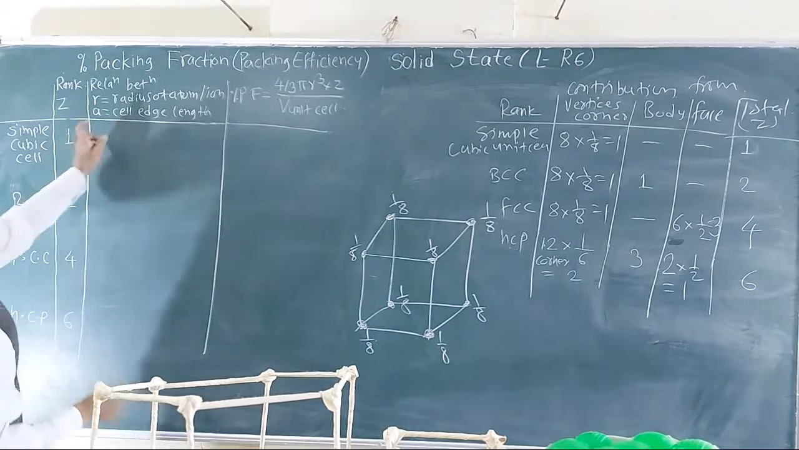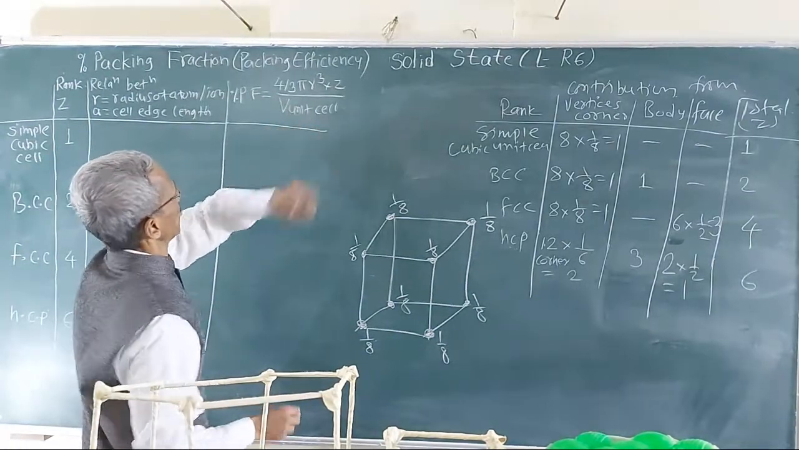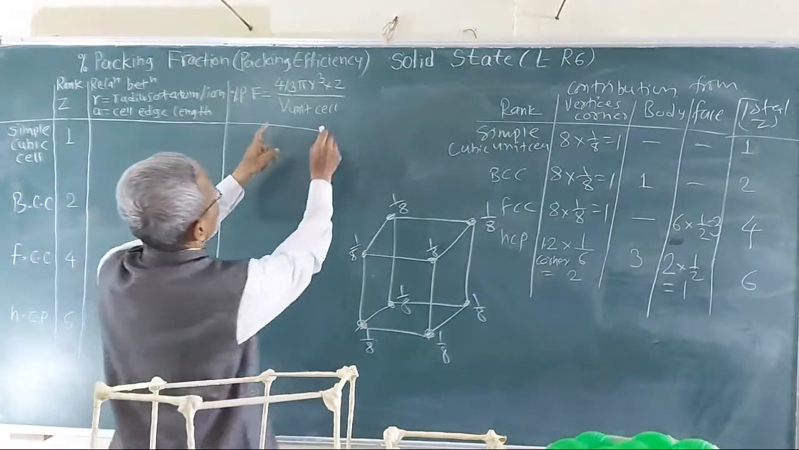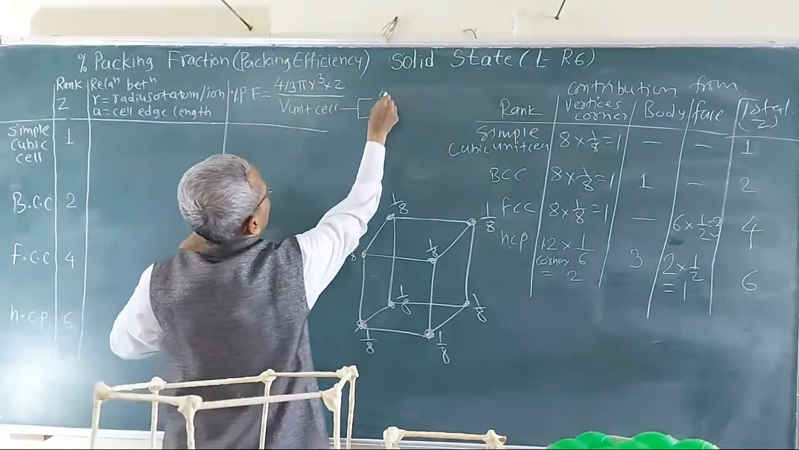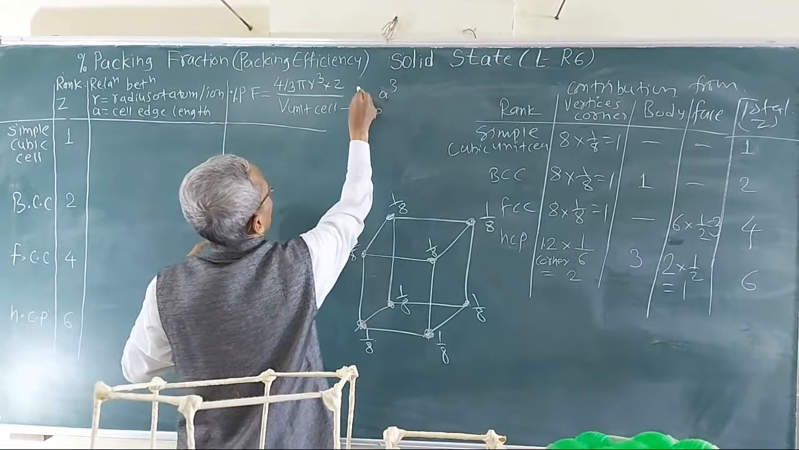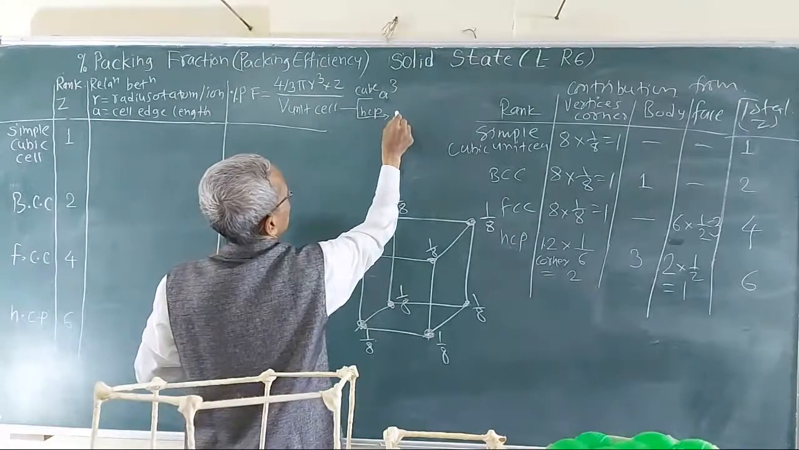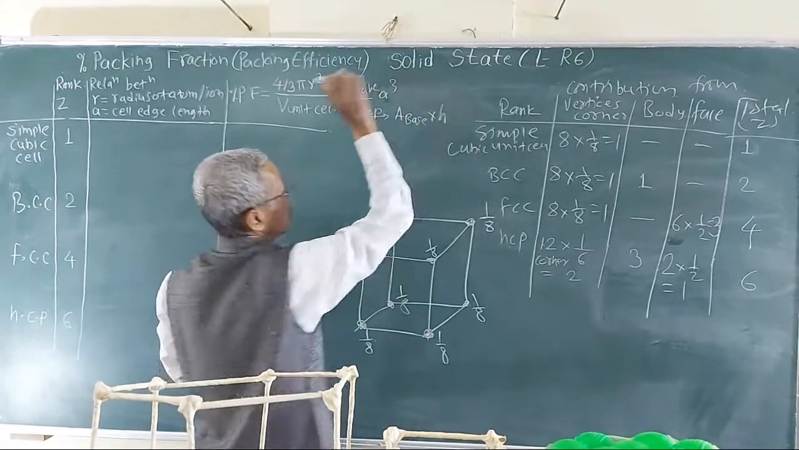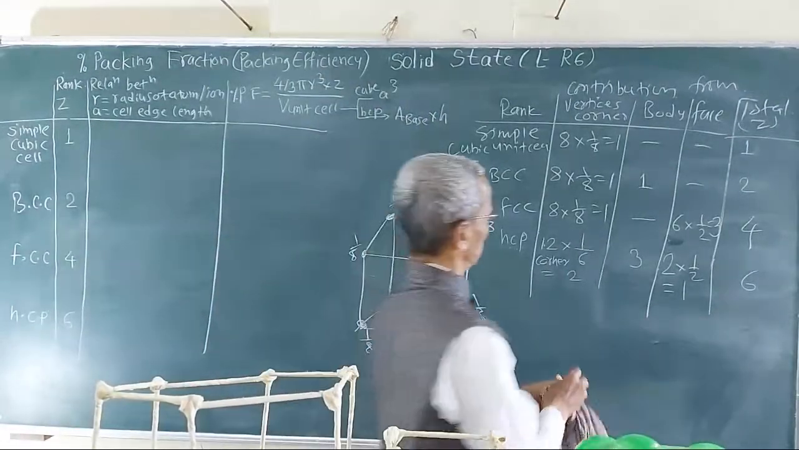Now we are going to consider the volume of the unit cell. So in this case, the volume of unit cell, for the cubic cell is that of a cube, whereas for the HCP it will be the area of the base into height. Let us determine the area and the height first.